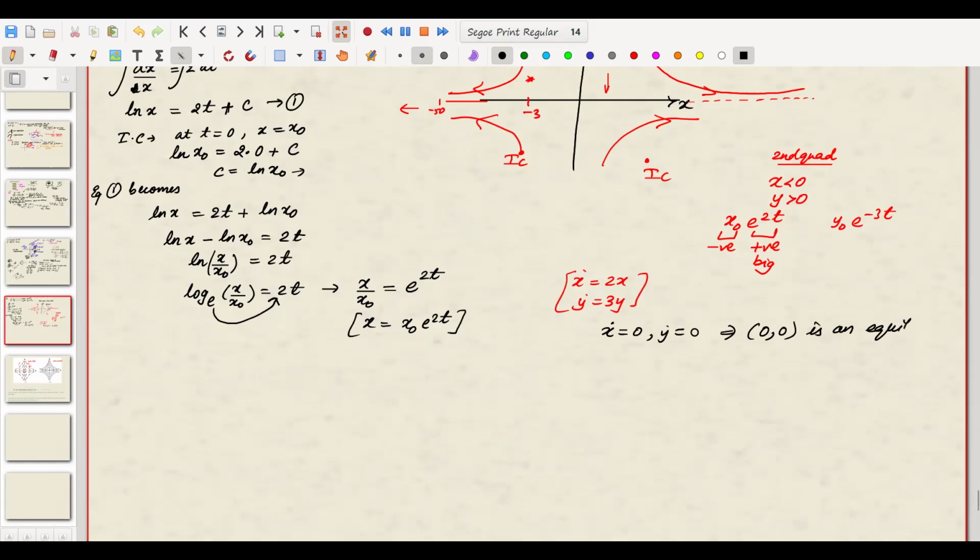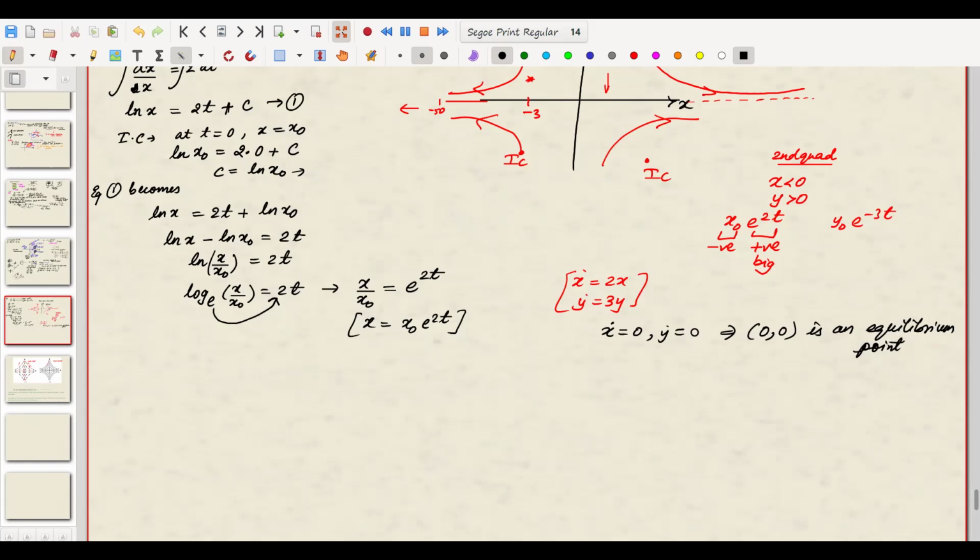But then the question is, if 0, 0 is an equilibrium point, what kind of equilibrium point will it be? Is it a stable equilibrium point? That means nearby trajectories are coming towards it. Is it an unstable equilibrium point? That means nearby trajectories are going away from it. Or is it a mixed state, where some trajectories are coming towards it and some are moving away from it? That is known as a saddle.